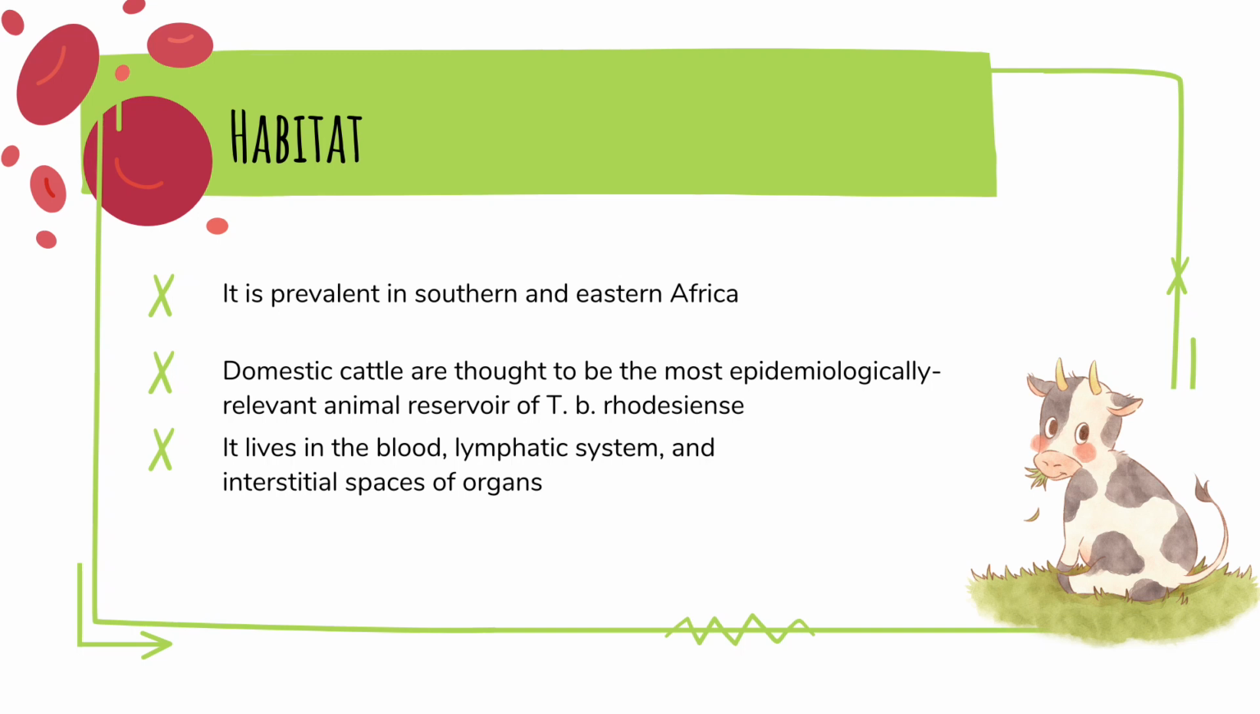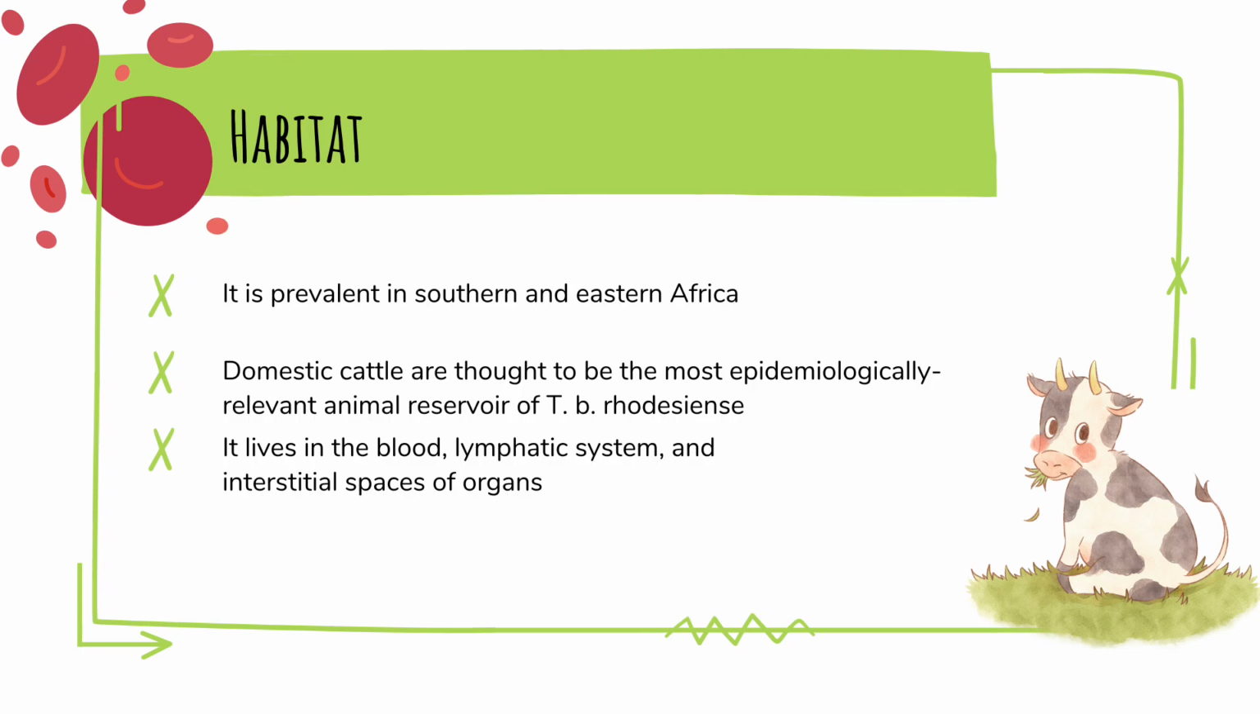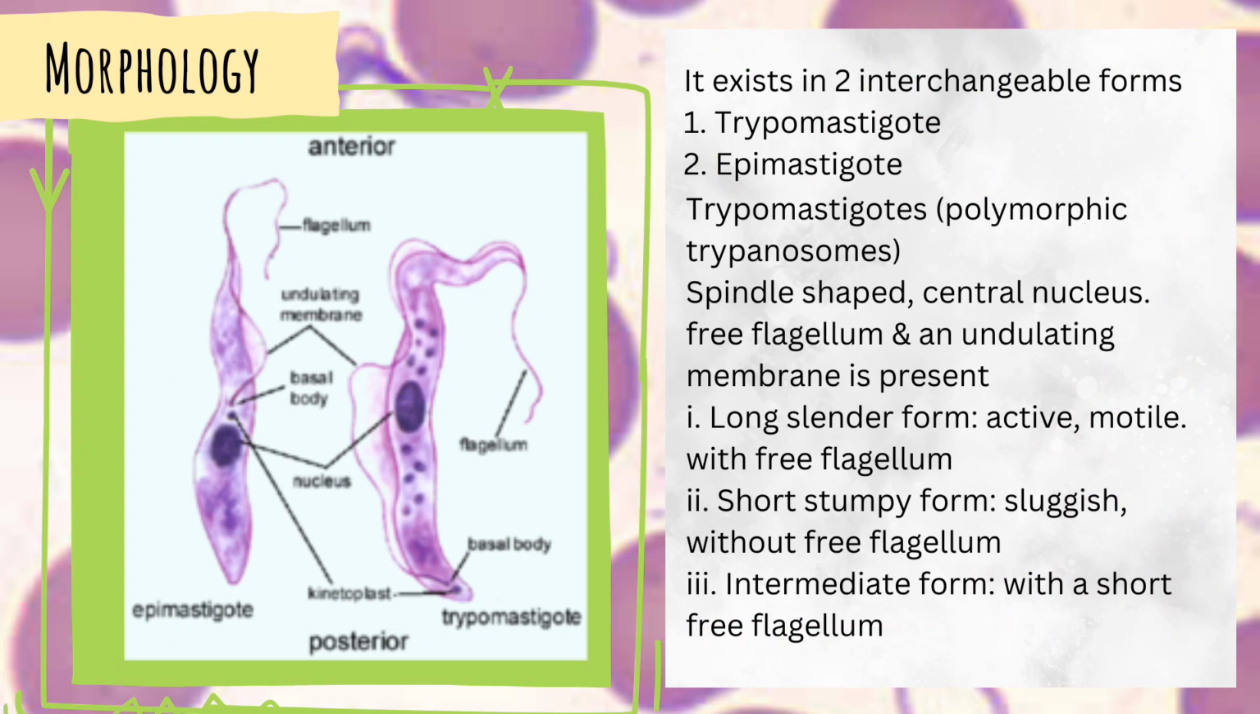So it is prevalent in southern and eastern Africa. And domestic cattle are thought to be the most epidemiologically relevant animals to be reservoirs of T. b. rhodesiense. If it is in the body of a host, it lives in the blood, lymphatic system, and interstitial spaces of organs. And just to add, the intermediate host of this parasite is the tsetse fly. And now let's jump into the morphology of the parasite.